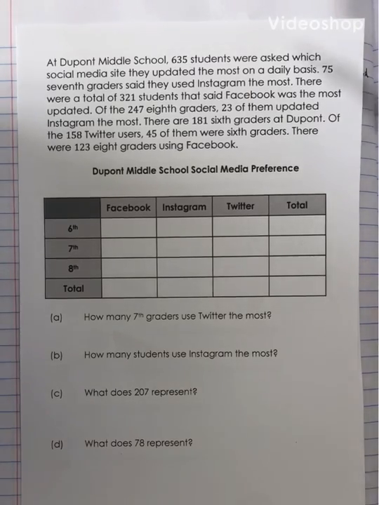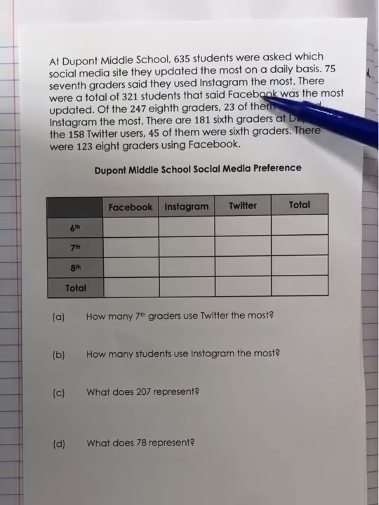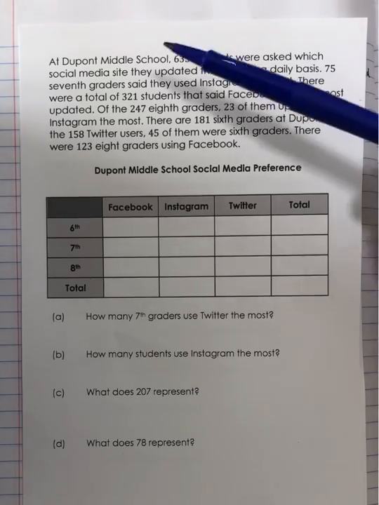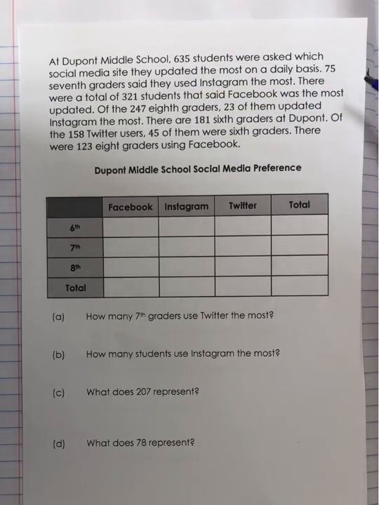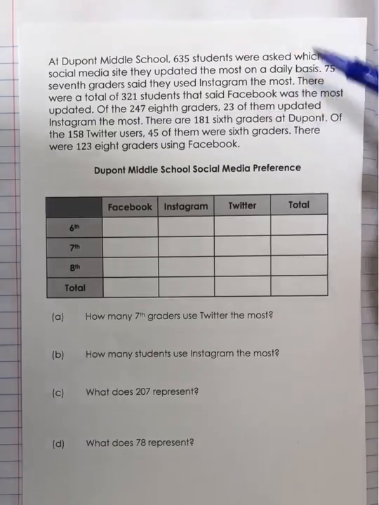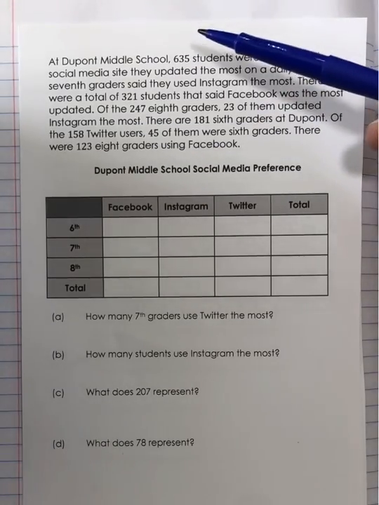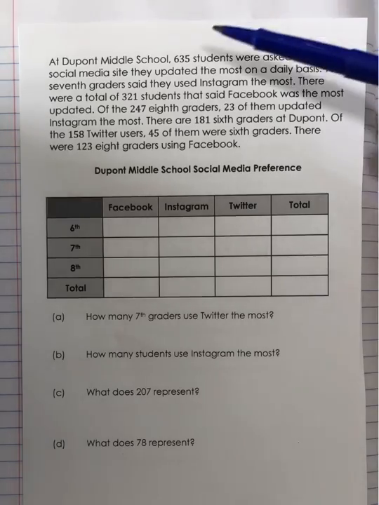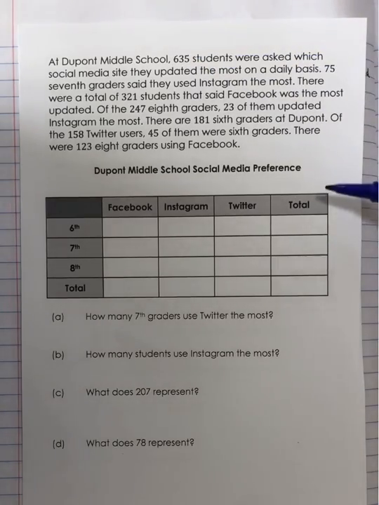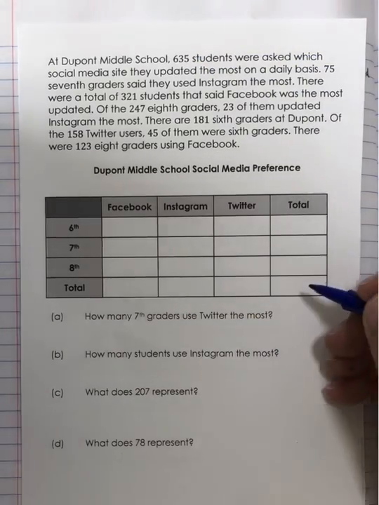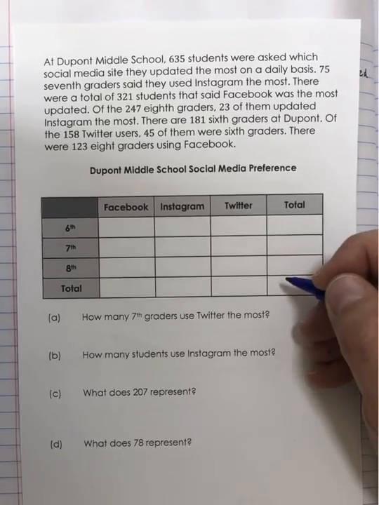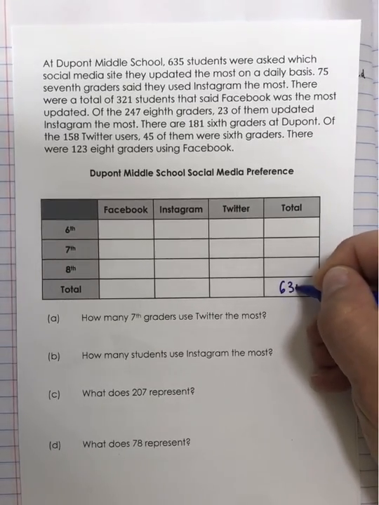So here's our problem. At DuPont Middle School, 635 students were asked which social media site they updated the most on a daily basis. So immediately from this very first sentence, I can see that the total number of students that were asked a question was 635. And the total of everything always goes in this bottom right corner, so I'm going to type in 635.